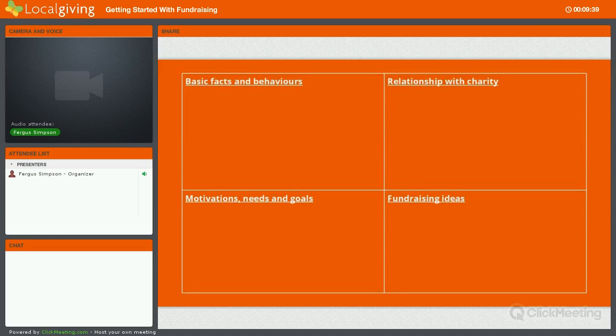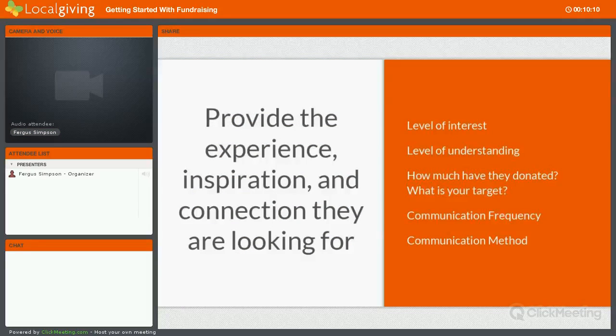And what are their motivations, needs, and goals? So, what do they do outside of your charity? What are the key things that their goals are in their day-to-day lives? And from this, you can try and get some fundraising ideas. So, for example, if one of their goals is that they're into their exercise and getting fit, then trying to get them to engage through sporting activity might be best. If you know they're more interested in social events, then that might be the focus for your fundraising idea.